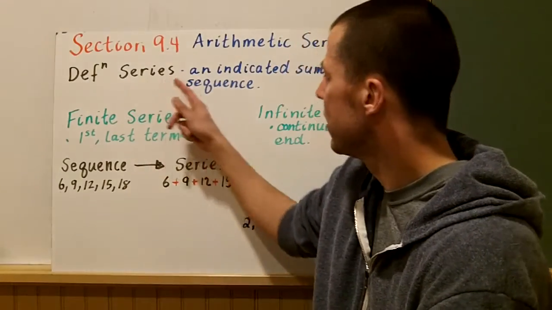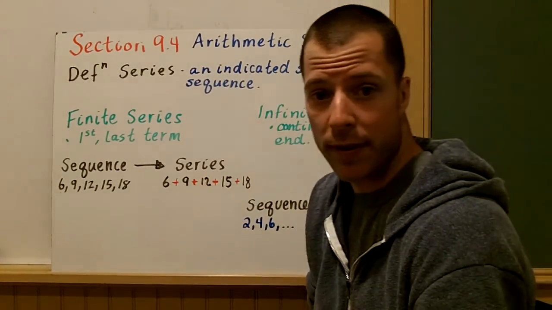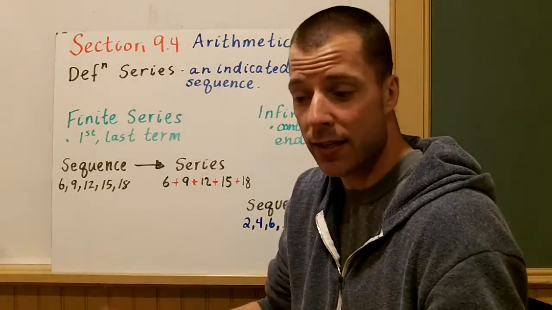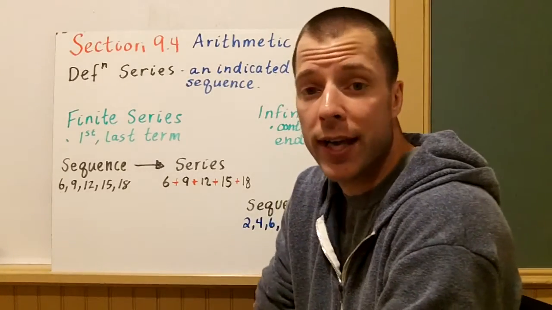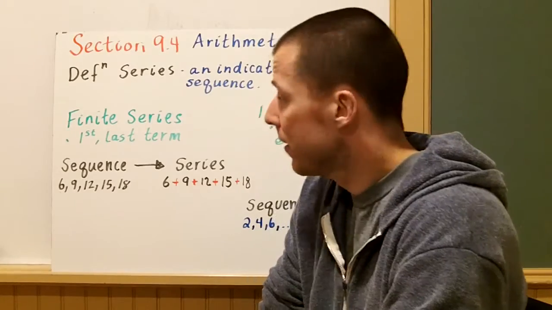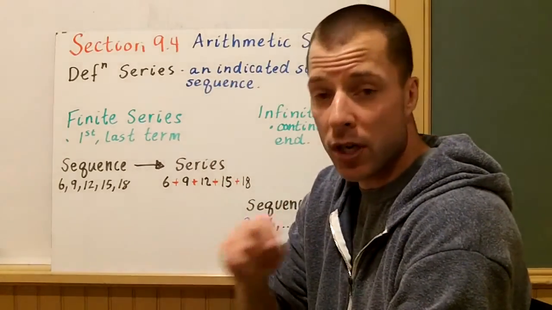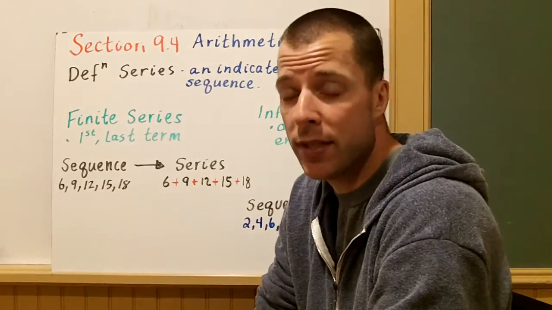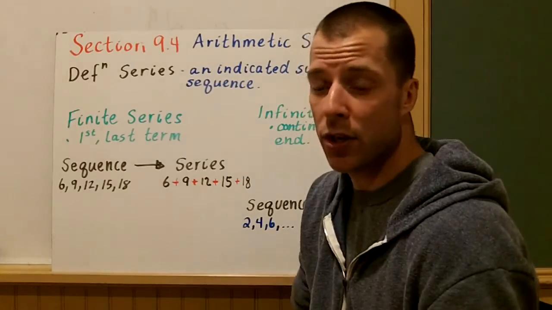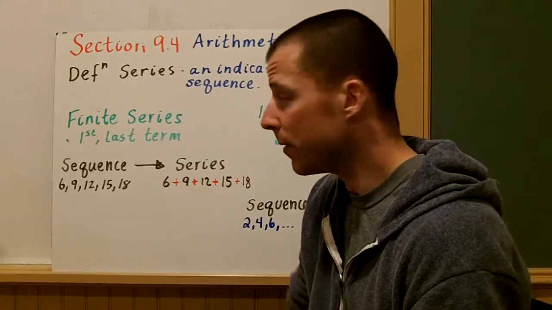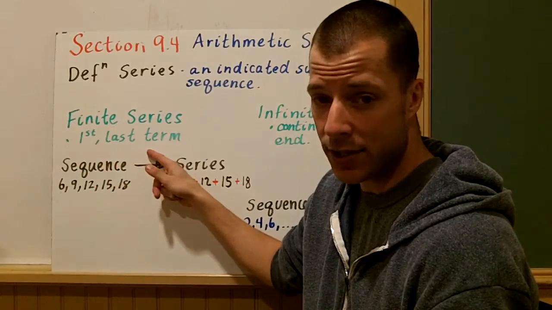So what is a series? A series is an indicated sum of a sequence. So we're going to look at taking a sequence and adding the terms together to get a sum, and we call that an arithmetic series. It's important to realize that when we talk about arithmetic series, when we talk about terms, we still have a common difference. Series can also be finite and infinite. A finite series, remember, has a first and a last term.